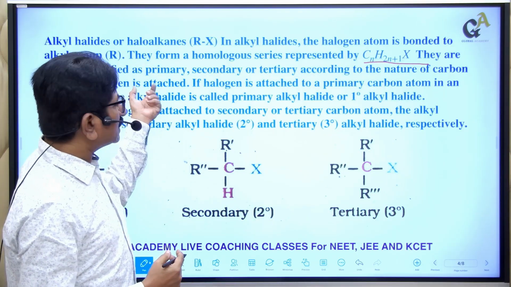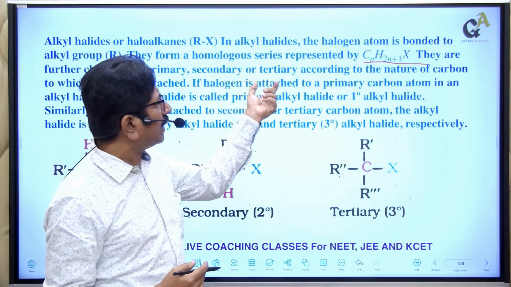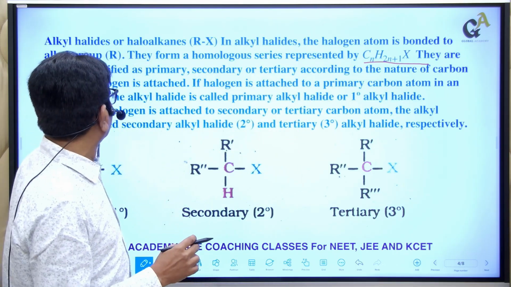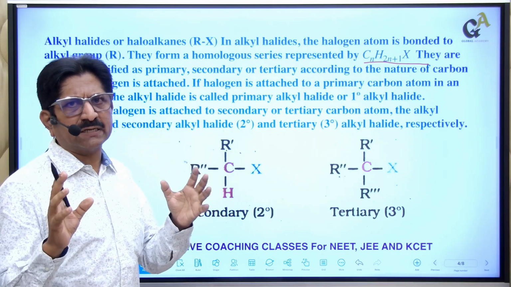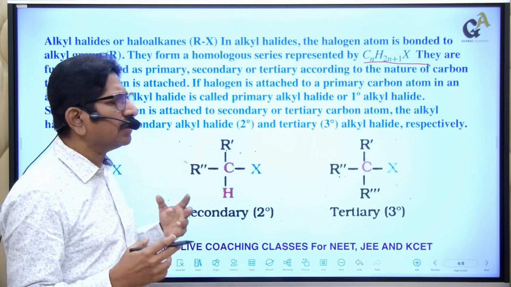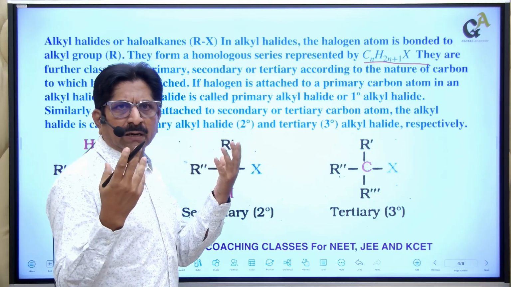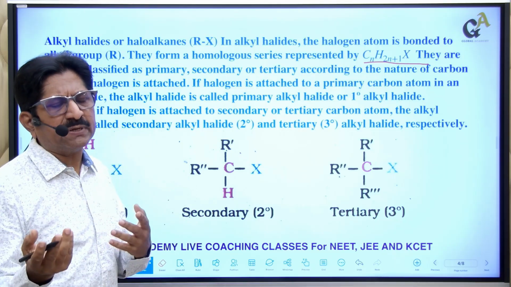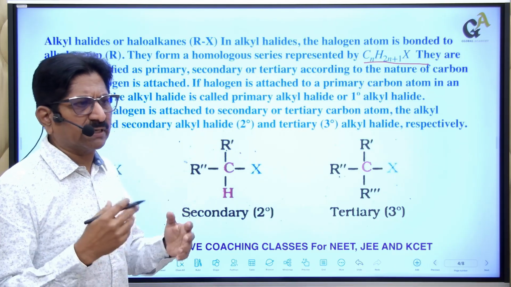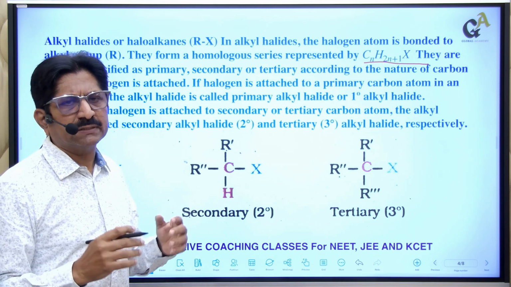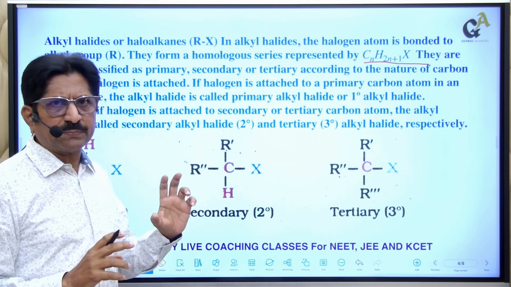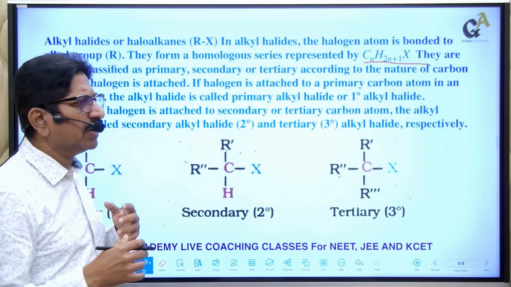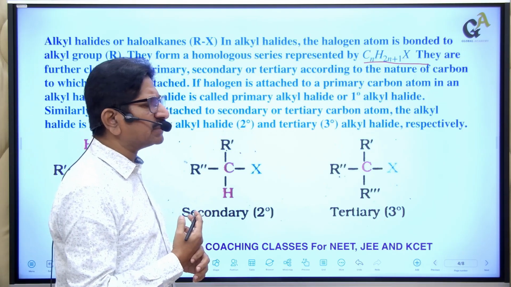Now they are further classified as primary, secondary, or tertiary according to the nature of the carbon atom to which the halogen atom is linked. If the halogen atom is linked to a primary carbon, it is called primary. If it is linked to a secondary carbon, it is called secondary. If it is linked to a tertiary carbon, it is called tertiary. Primary is represented as 1 degree, secondary as 2 degree, and tertiary as 3 degree.